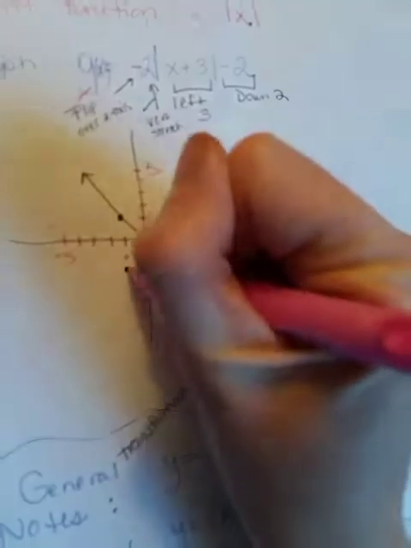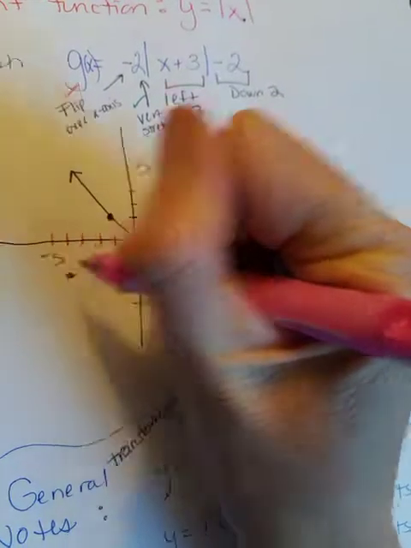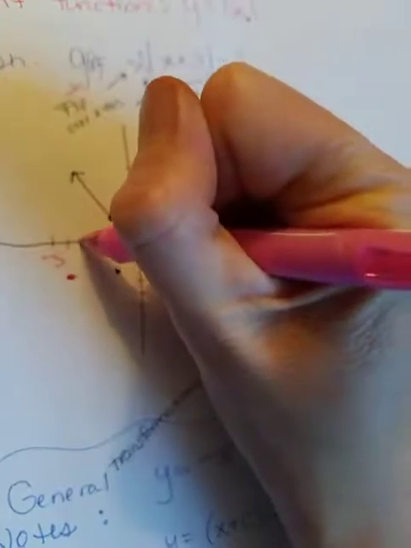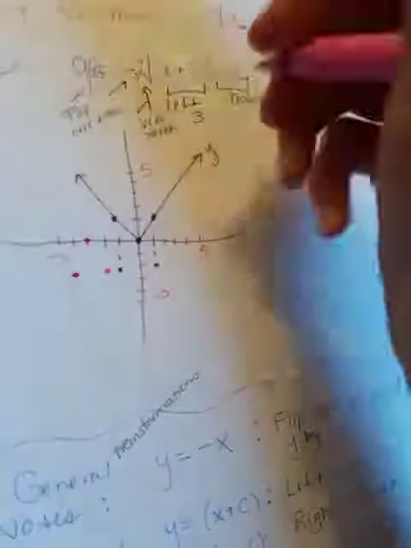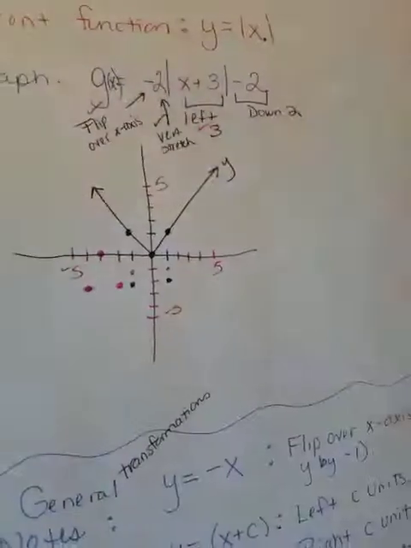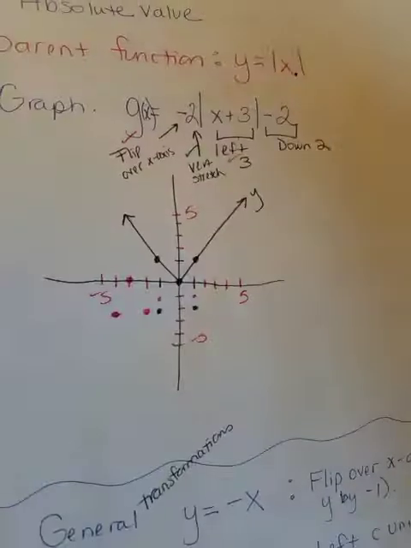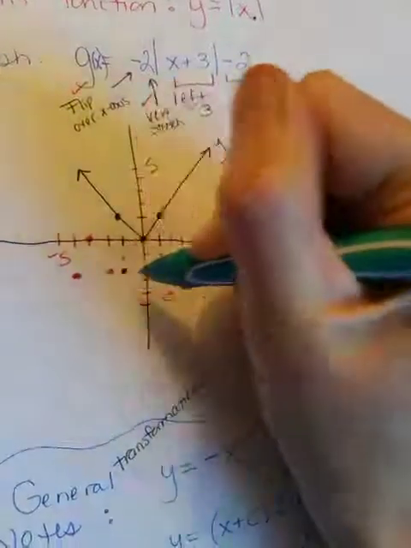Now I need to take all those points and move them left 3. My last one was the green, so I'm going left 3: 1, 2, 3. 0, 0 has to move 1, 2, 3. And then this one has to move 1, 2, 3. Okay, there's my pink. And the last movement is I have to go down 2. I always work left to right.